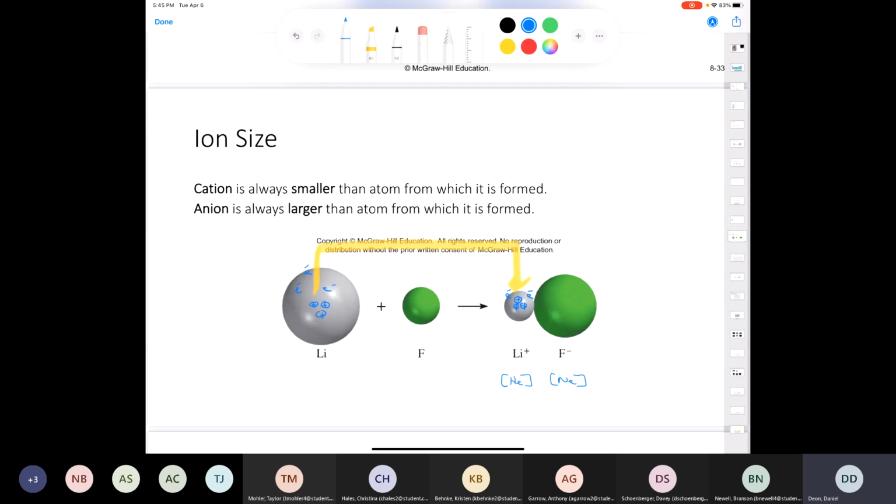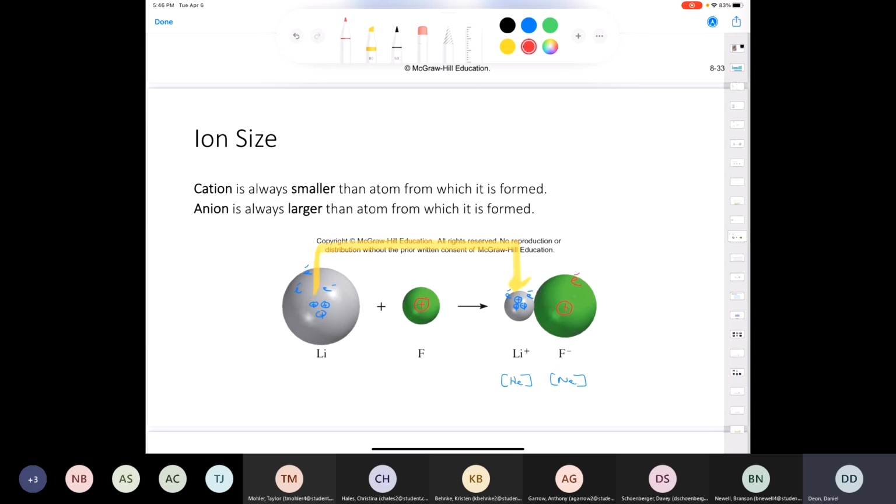Now, I'm not going to draw all 9 protons in the nucleus of the fluorine atom, but hopefully you understand that the size of the positive charge here is the exact same as the magnitude of the positive charge there, but now I've got an extra electron, right? So they're just not going to be held as tightly.